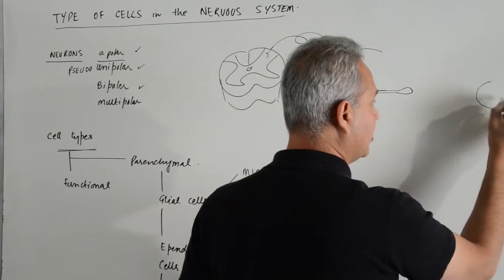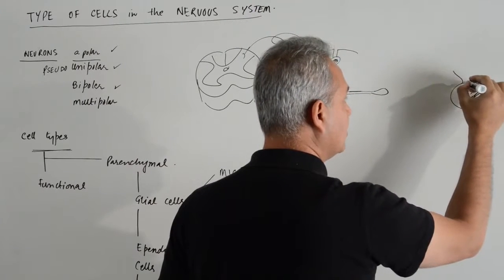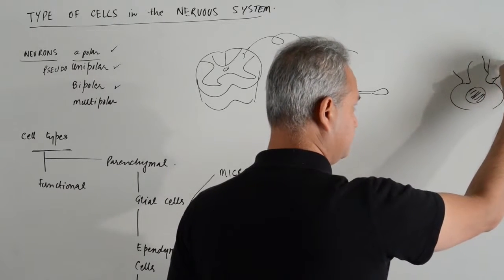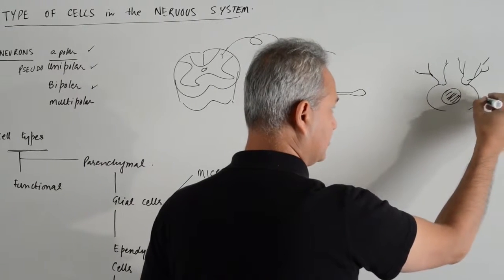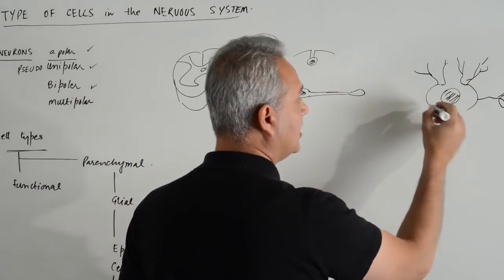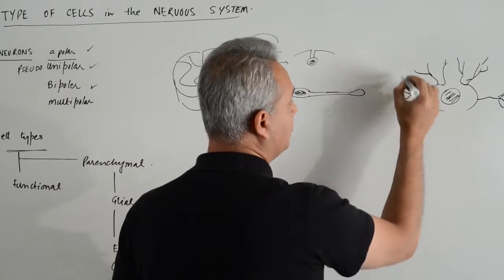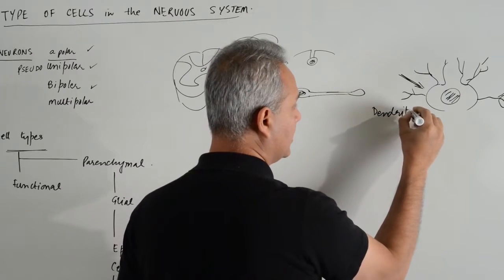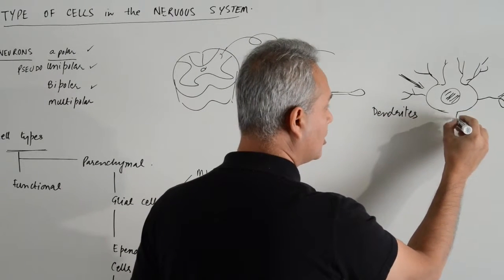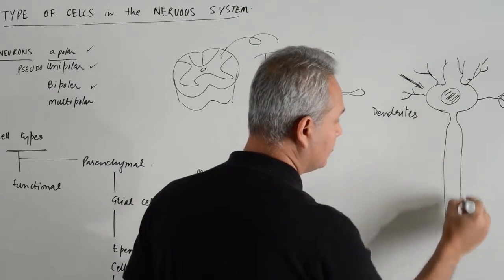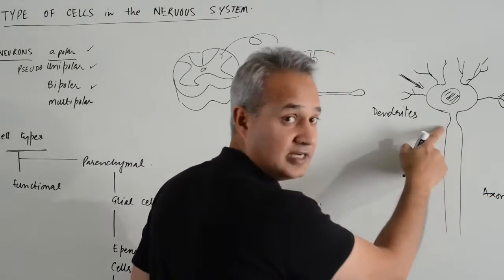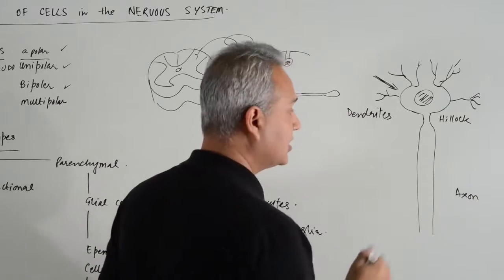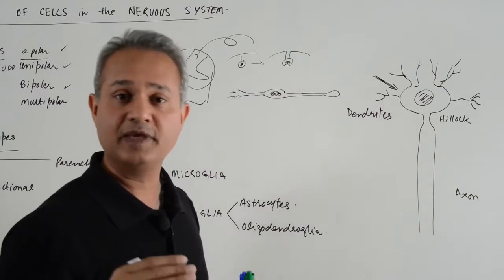They have a soma, the cell body. The cell body then has a lot of dendrites. Dendrites are smaller fibers. Most of the time, dendrites are the ones that bring impulses towards the soma. And then there is one long fiber which is called the axon. The axon has an initial part which is called the axon hillock. It is a slightly constricted part. Then the rest of the axon may or may not be myelinated.